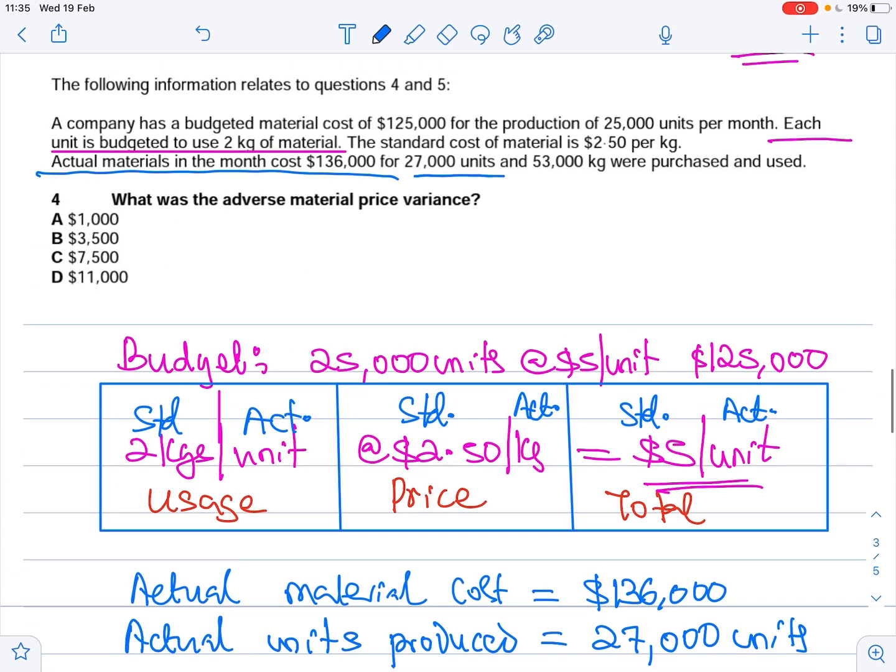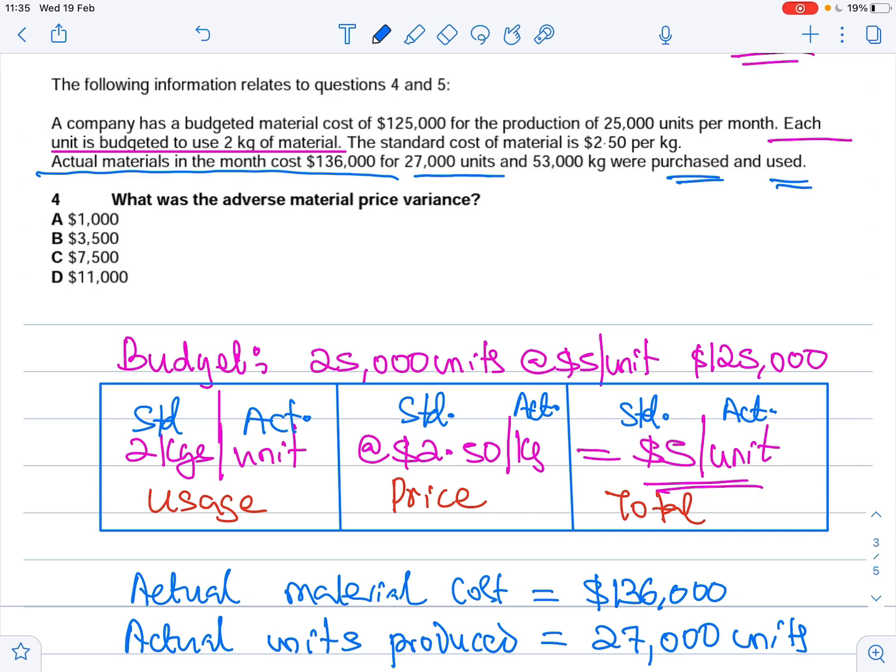Okay, what else? We are also told that 53,000 kgs were purchased and used. I need you to take note of this: purchased and used. In some other situation, you could purchase 53,000 kgs and not use everything, so you'd have some closing inventory left. But in this case, we do not have any closing inventory. We purchased 53,000 kgs and used everything in the period we're reporting for.